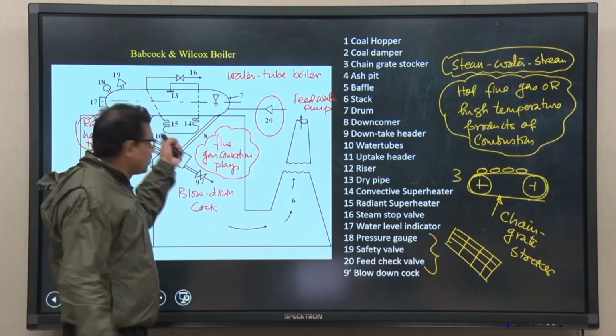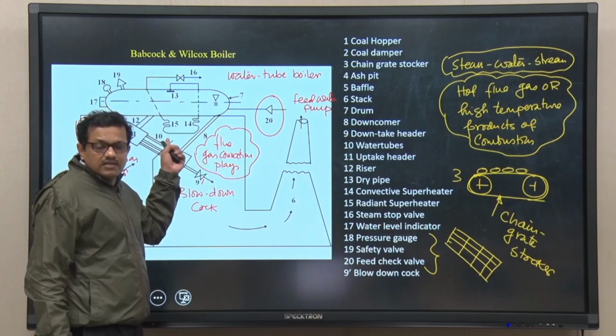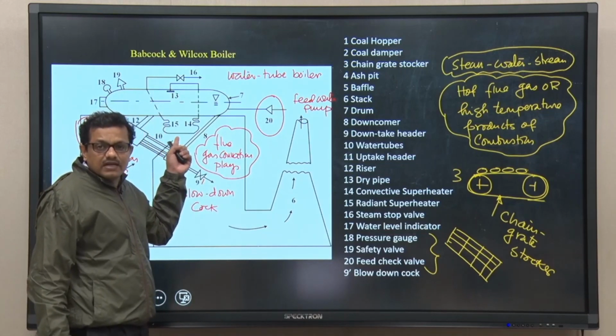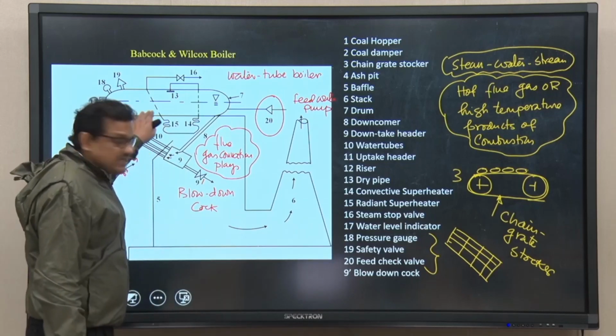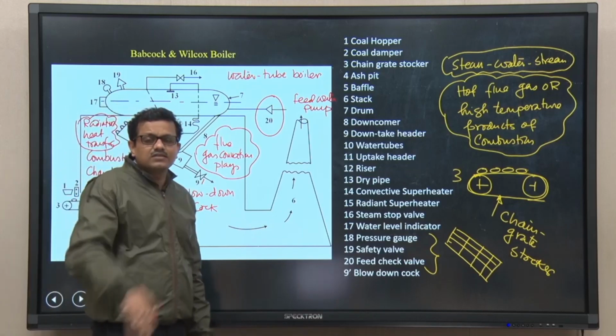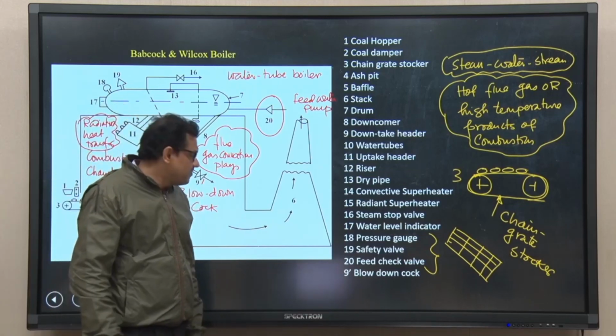So, basically shell wall will rupture, that high temperature will lead to generation of thermal crack. So, it is not desirable. So, 17 is given to maintain always a particular level of water in the drum.